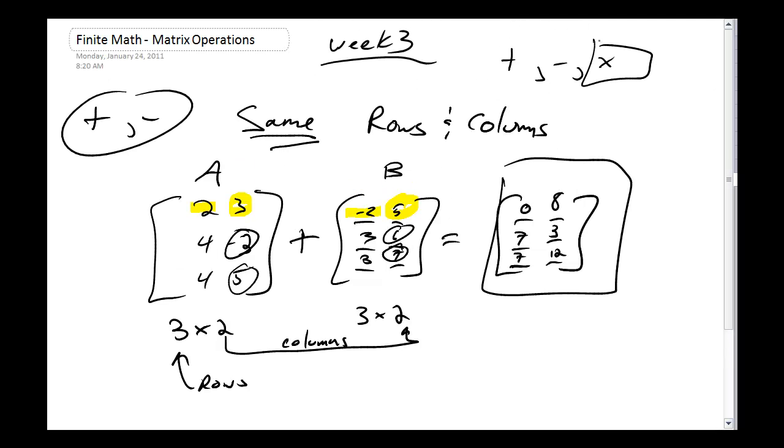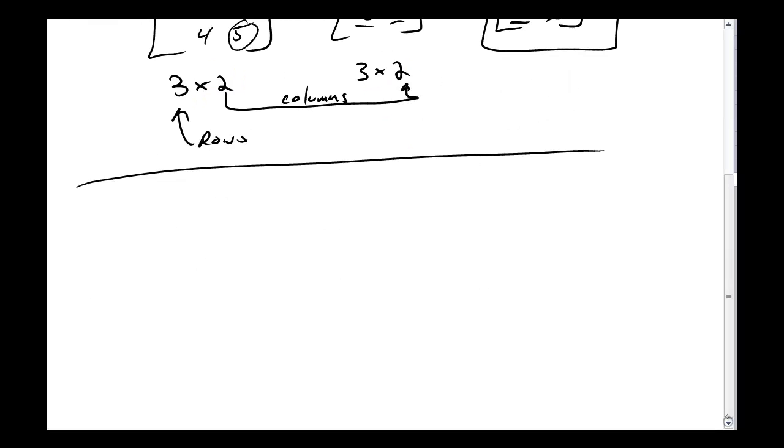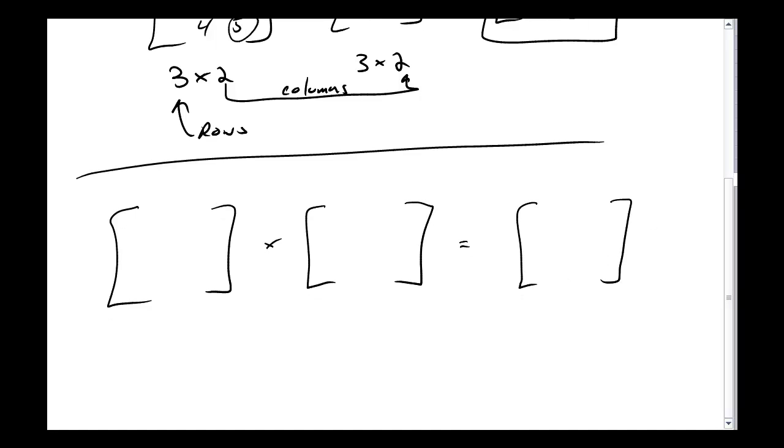But next up is multiplication. And multiplication is a little more tricky for matrices. Multiplication follows a slightly different process. In multiplication, I'm again going to have two matrices, and my goal is to multiply them, but the final size of my matrix is going to be determined a little differently. I don't have to have the same sizes.